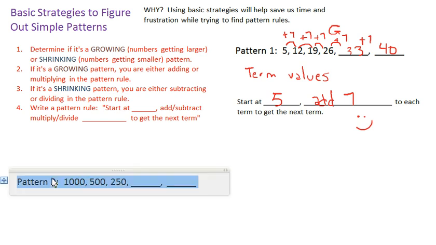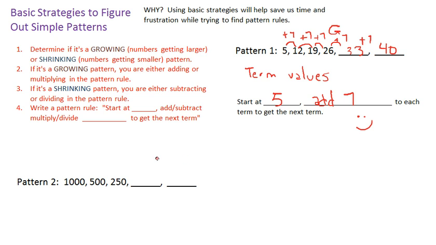So the second pattern looks like this. Same strategies involved. 1,000, 500, 250. The numbers are decreasing or getting smaller, so it's a shrinking pattern. That means it's either going to be a subtracting or dividing in this pattern. So I'm going to look at the first term here. It's 1,000, and it goes from 1,000 to 500 to 250. So it seems to be decreasing pretty quickly. 250 is way smaller than 1,000 in only 2 jumps. So I'm going to try dividing, because if you divide numbers, they will get much smaller much more quickly.